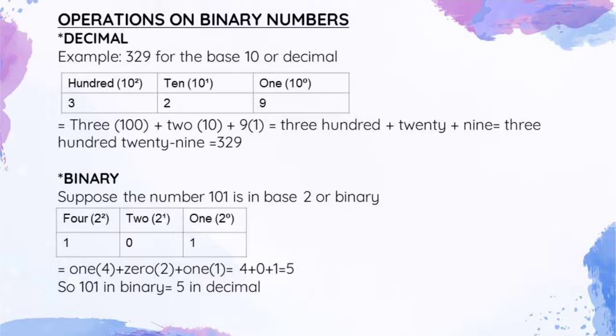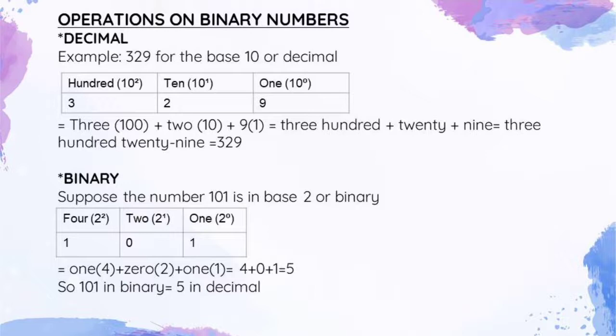While 9 times 1 is equal to 9, which is in the ones place. So in total, we will have an answer of 329. So that is how you solve for the decimal. The next operation is binary.